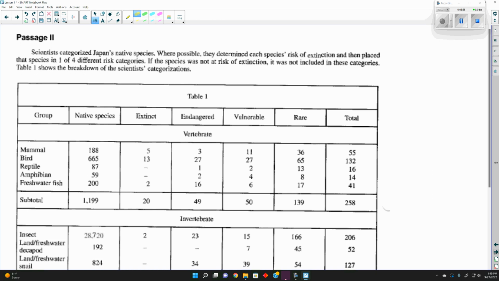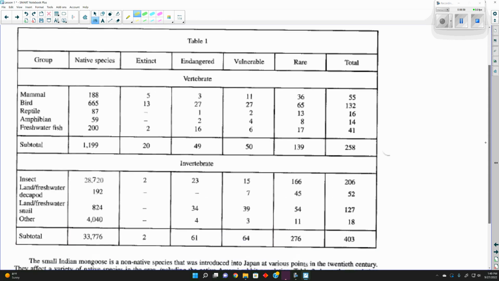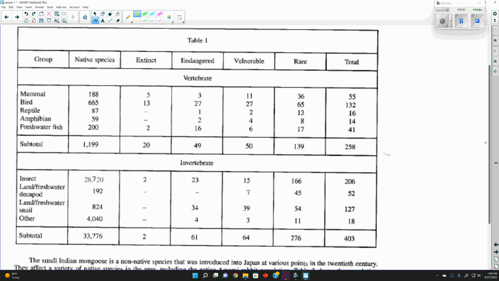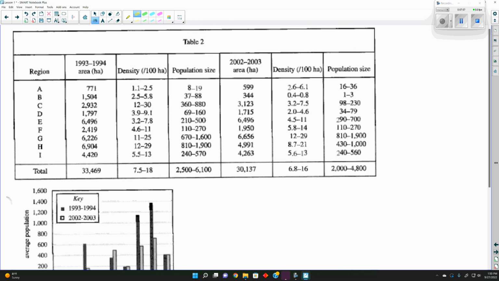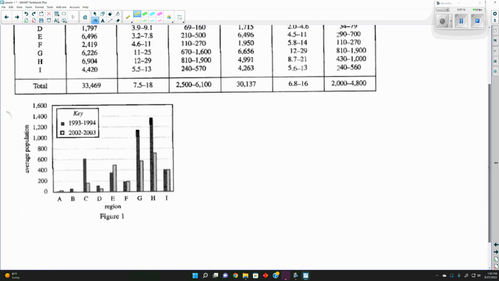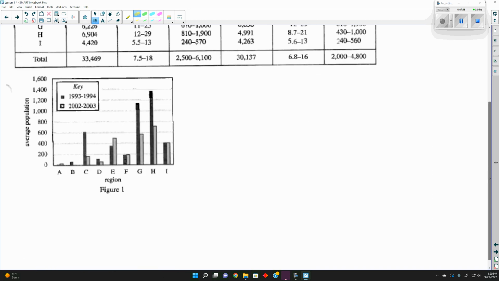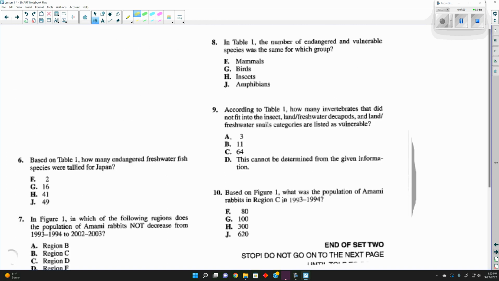We'll look at one more of these here. So if we look at this here, we have a table talking about native species, extinct, endangered, vulnerable, rare, and total. Then we also have another table talking about regions, density, population size, area, density, population size, and an average population figure for regions.